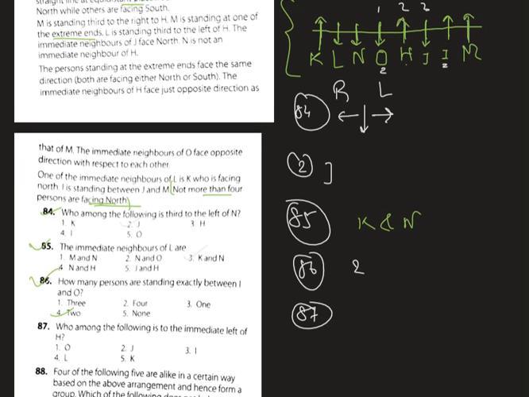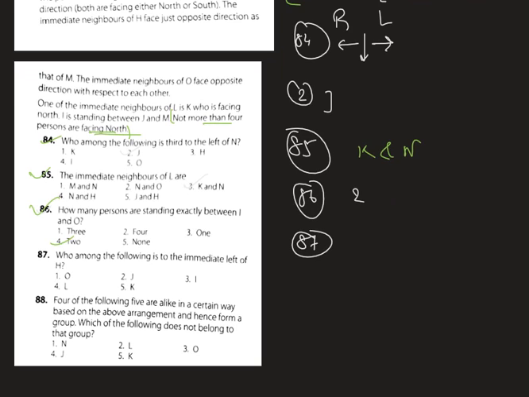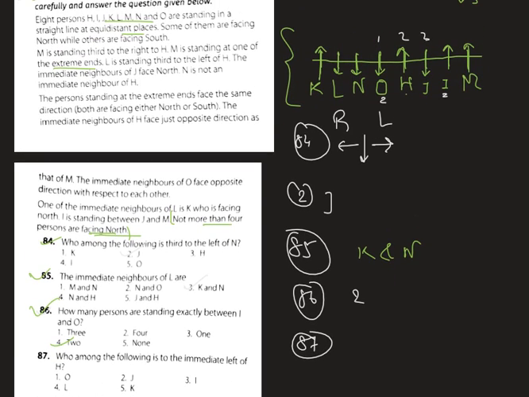Now let's see the fourth question. Who among the following is to the immediate left of H? The immediate left of H is O. Left, this is right, therefore the immediate left of H is O.